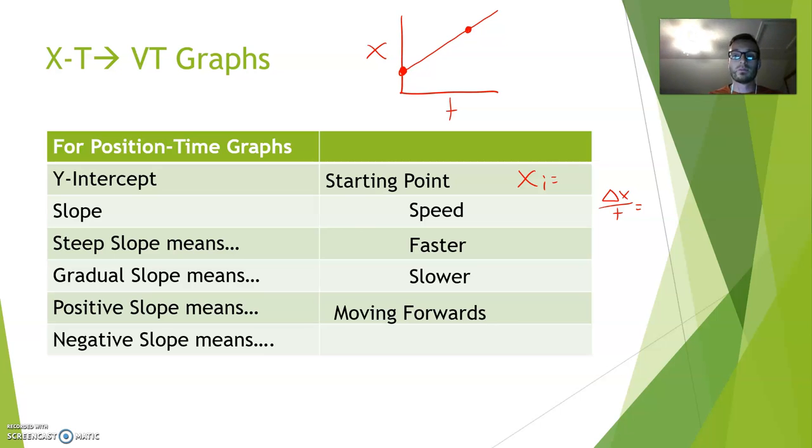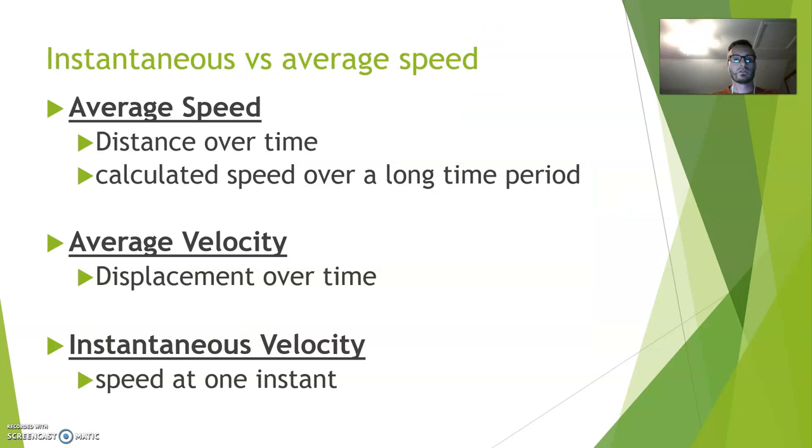A positive slope means you're moving forwards or in one of our positive directions, such as north or east or up. And negative slope means you're moving backwards or left or west or south, any of those negative directions. So there's just a quick recap of what we've covered so far.